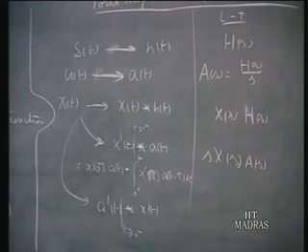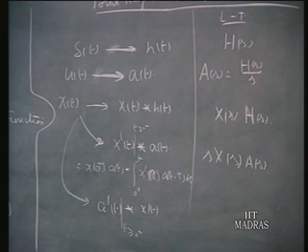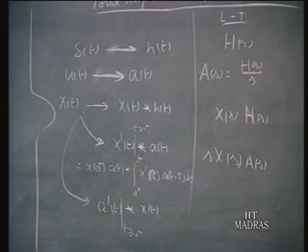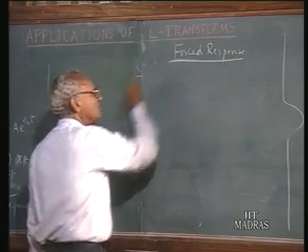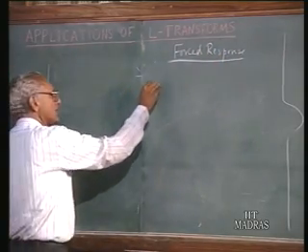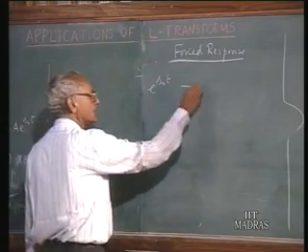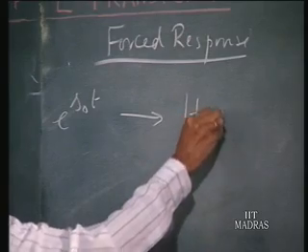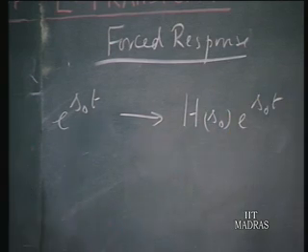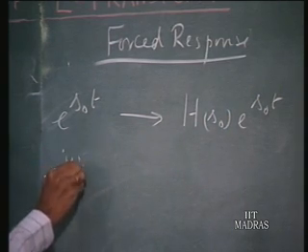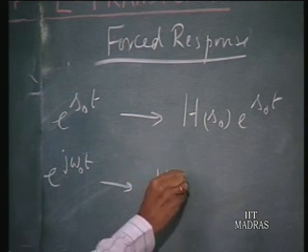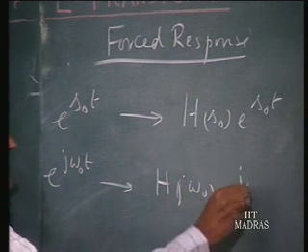Now let us set up a similar table for the forced response. If the input is an exponential signal e to the power of s naught t, the forced response is H of s naught times e to the power of s naught t. If it is e to the power of j omega naught t, it is H of j omega naught e to the power of j omega naught t.